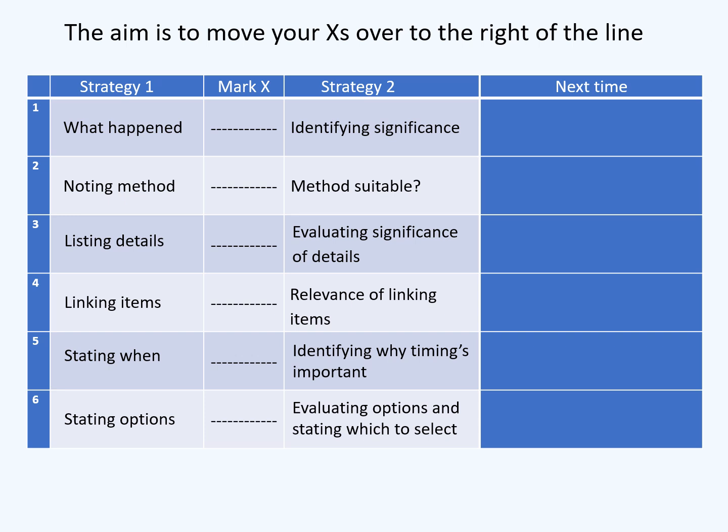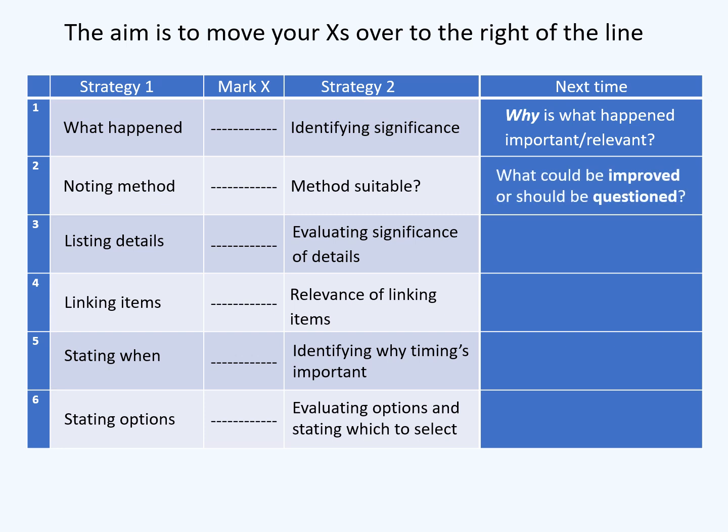So in order to move from strategy 1 towards strategy 2, the next time when you're talking about significance, you might say, why is what happened important or relevant in terms of the argument, particularly in terms of answering your essay question? When you're thinking about methodology, you could talk about what could be improved in the methodological process, what should be questioned. When you're listing details, if you evaluate the details, you could say what the details tell us, or what don't they tell us?